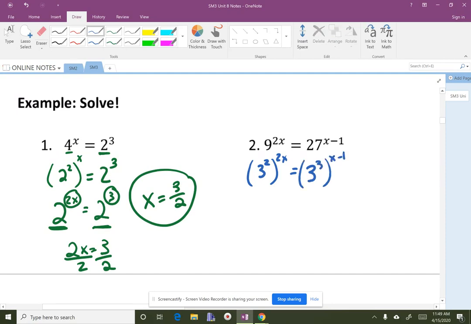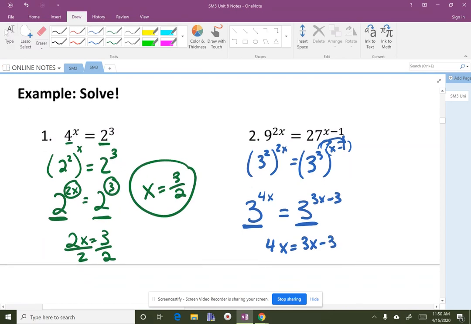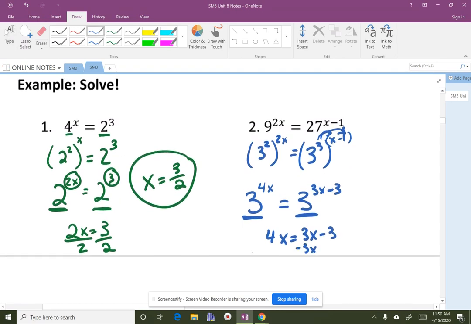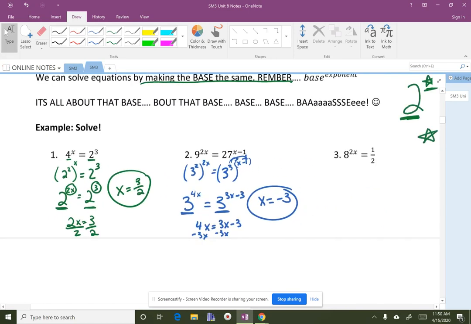Powers to a power mean we multiply them. So this is 3 to the 2 times 2, which is 4x, equals 3 to the 3 times x minus 1. Well, I'm going to have to distribute that. So when I distribute, I get 3 times x is 3x, and 3 times negative 1 is negative 3. Bases are the same, so my powers are the same, so I get 4x equals 3x minus 3. And then I solve using basic algebra skills. I do minus 3x, and I get x equals negative 3. Cool?